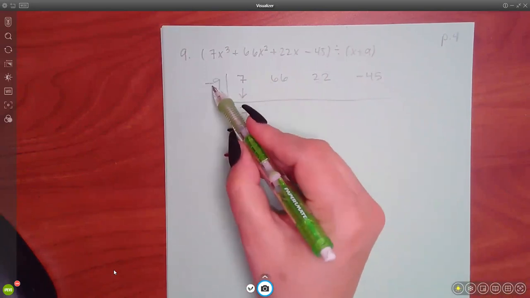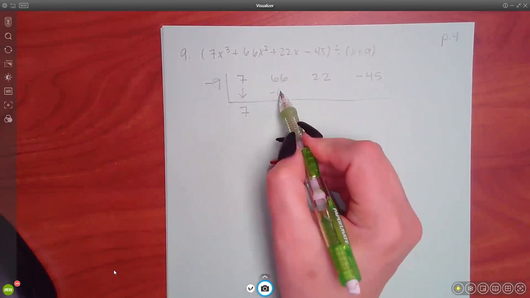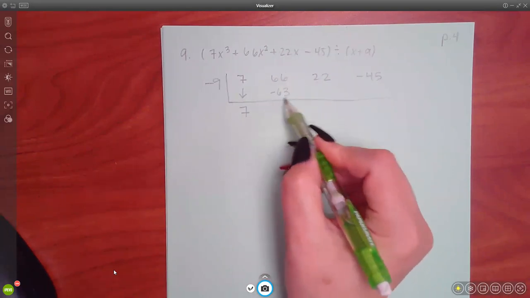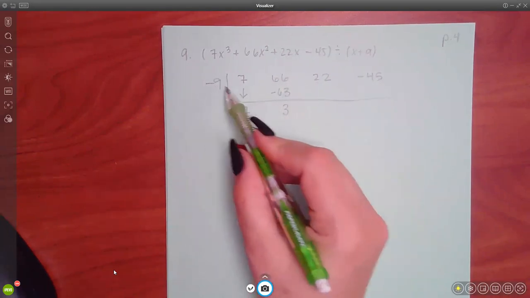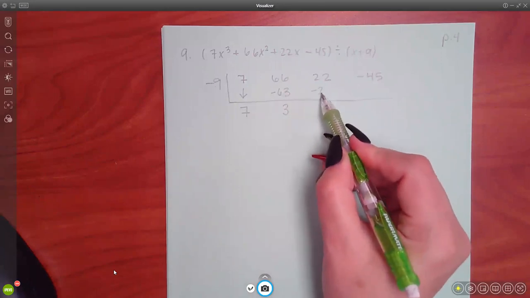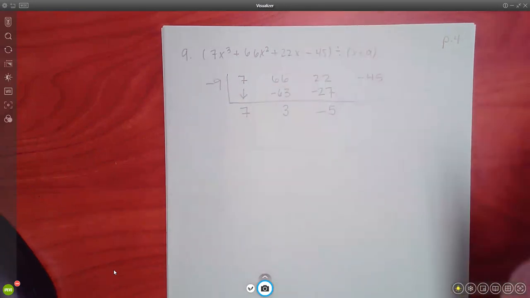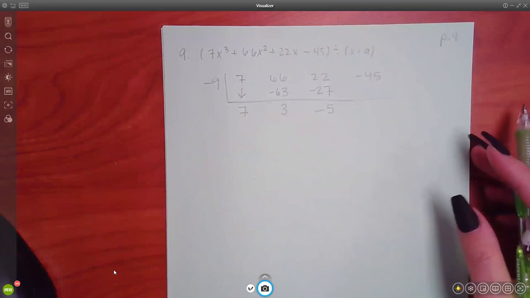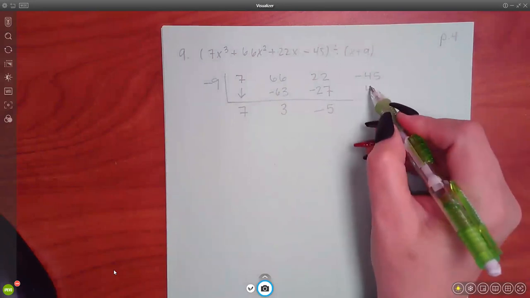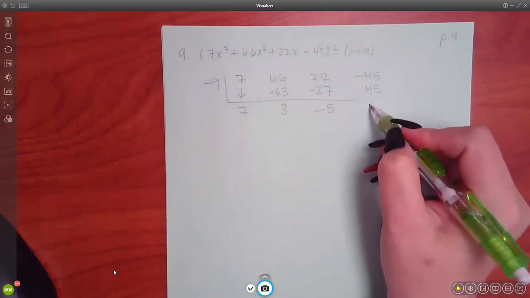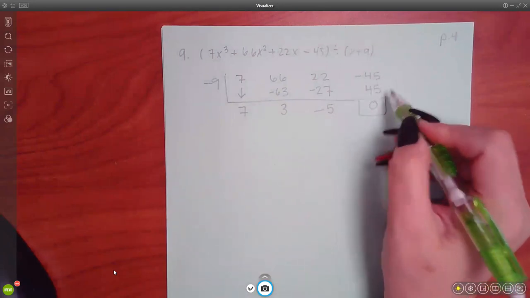And then we start the process. So multiply those, put the result underneath, combine these, multiply those, write in the result, combine these. Combine means add or subtract depending on their signs, right? If they have the same sign, add them together. If they have different signs, subtract them and keep the sign of the larger number. Multiply those, I get positive 45, so I get 0. The last one is always your remainder.